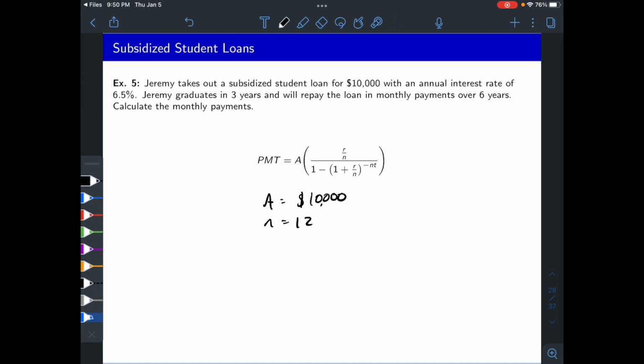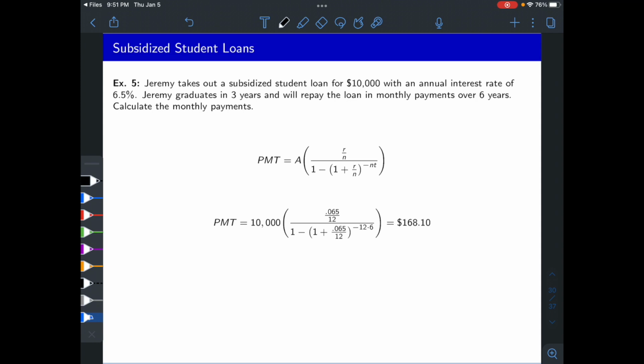So N is still going to be 12 again because he's making 12 monthly payments a year, and he's going to pay this off over a total of 6 years. So T is 6, and then his interest rate is 6.5%, so 0.065 would be our interest rate R. We plug all of this stuff into this formula, and what do we get? We get 10,000 times 0.065 over 12 divided by 1 minus 1 plus 0.065 over 12 to the negative, and this would be 72 up here. Calculator tells me that this is $168.10. So this would be our monthly payment.